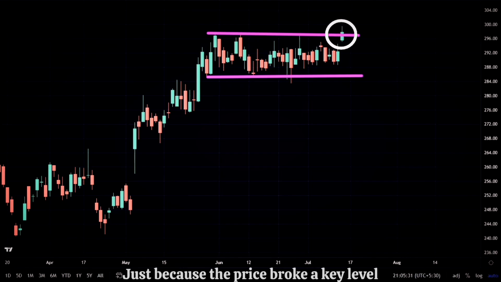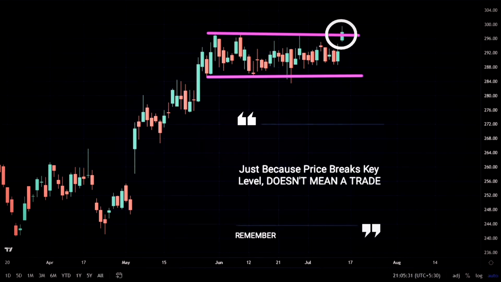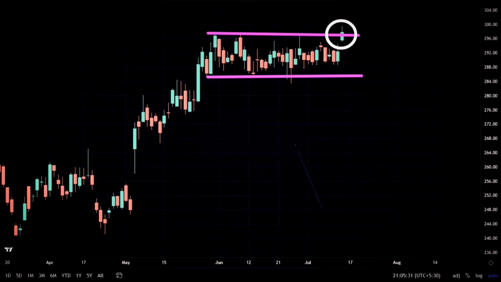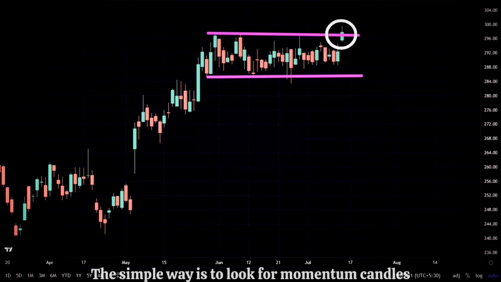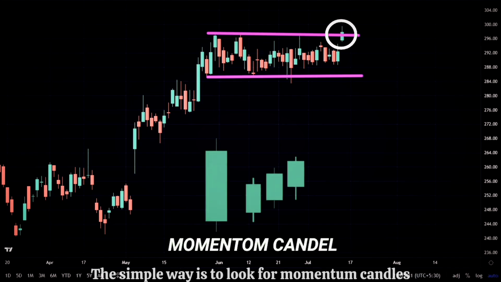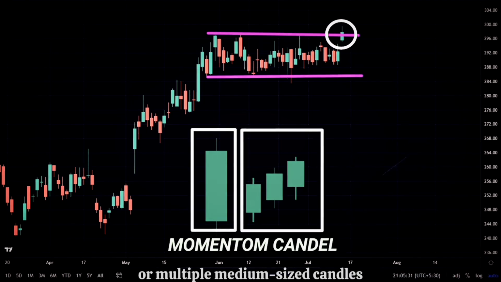Just because the price broke a key level doesn't mean you should enter a trade right away. These can also be false signals. So, how do we avoid false breakouts? The simple way is to look for momentum candles. A momentum candle can be a big candle or multiple medium-sized candles.